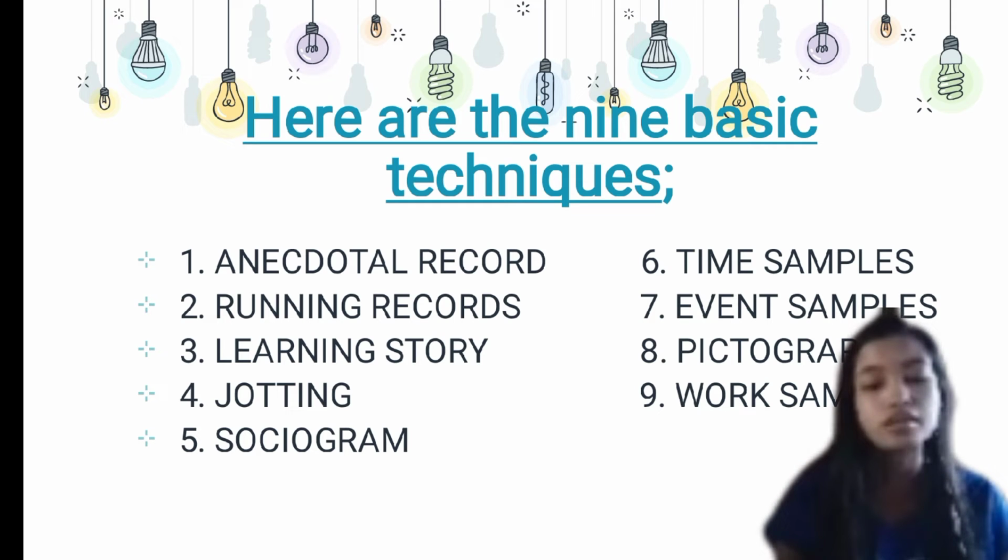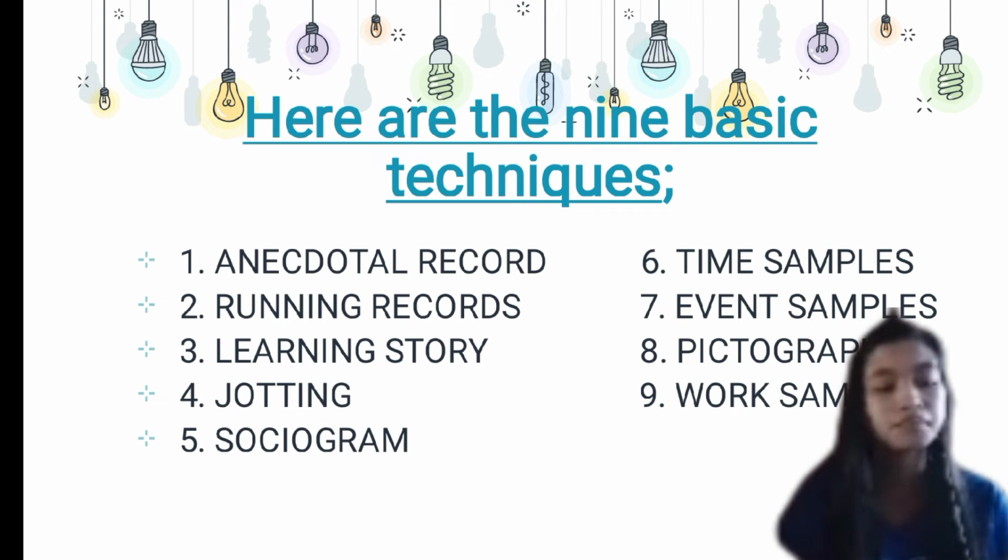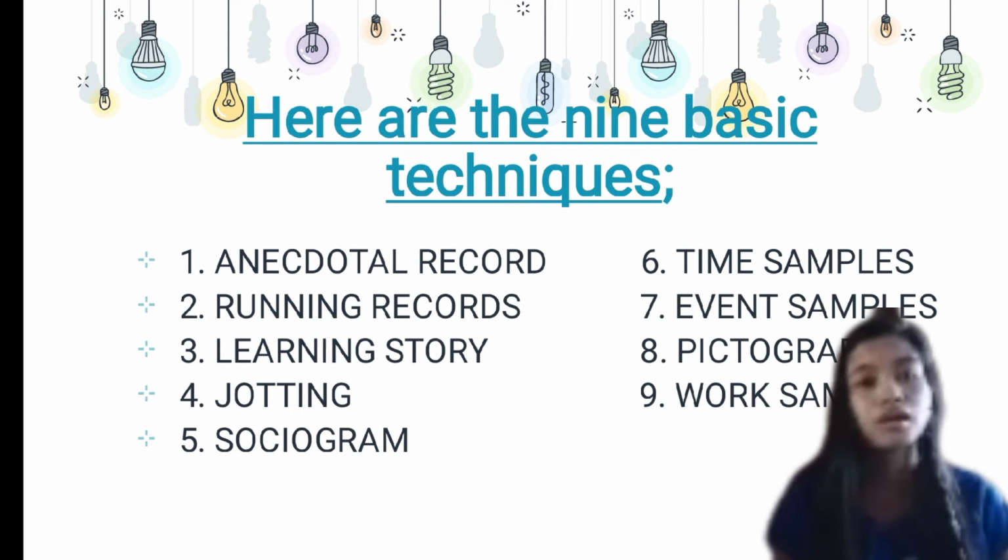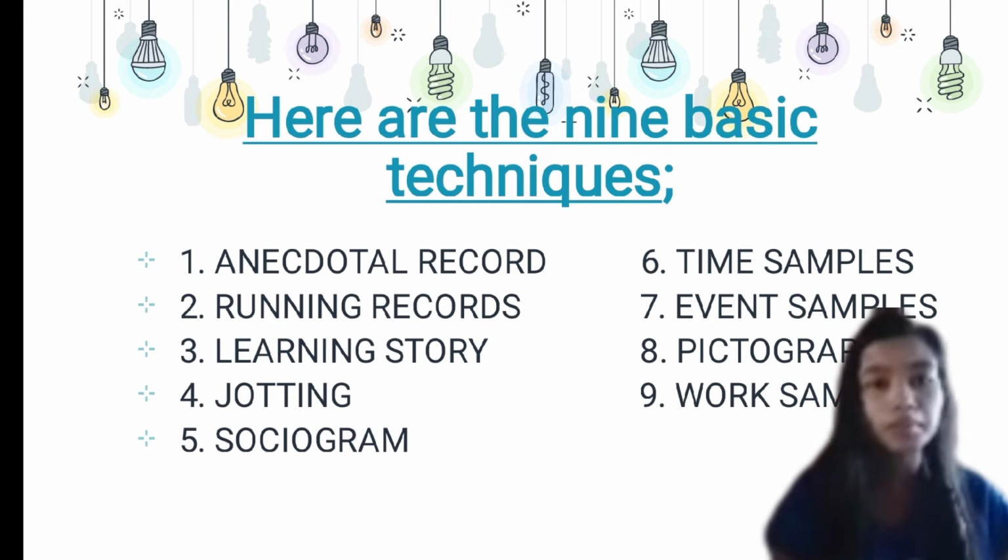Running records is a method of assessing a child's reading level that is specific to the reading recovery approach to remedial reading instruction. Learning story is a record of what a teacher or parent has seen a child or group of children doing in an early childhood program. Jotting is a brief note or memorandum. Sociogram is a graphic representation of social links that a person has.